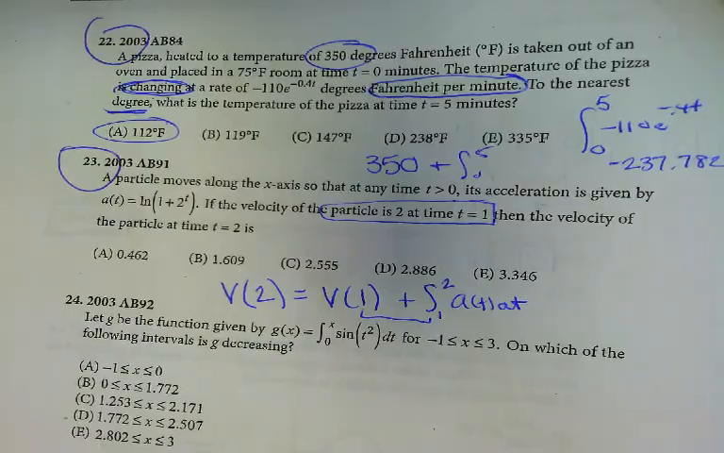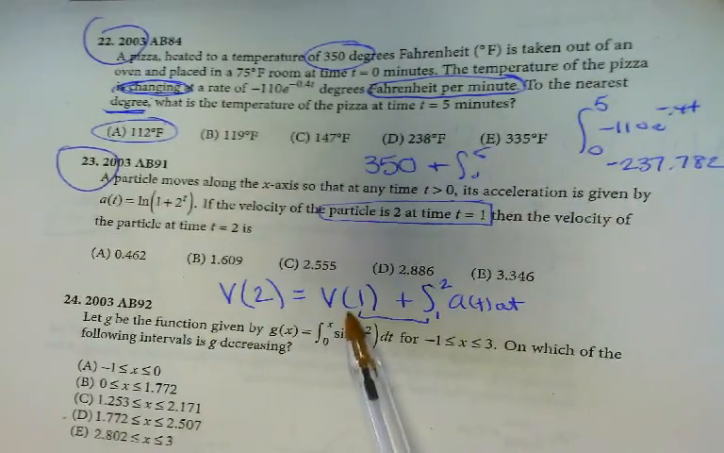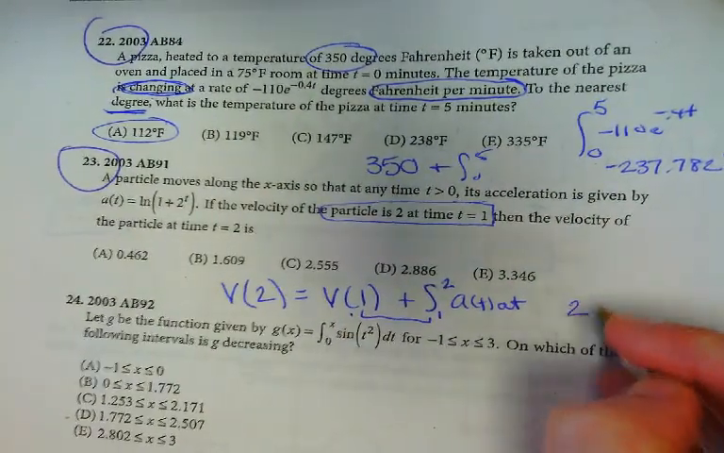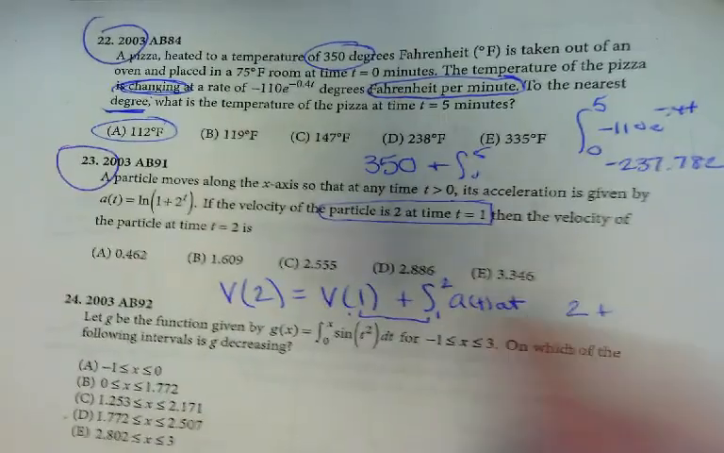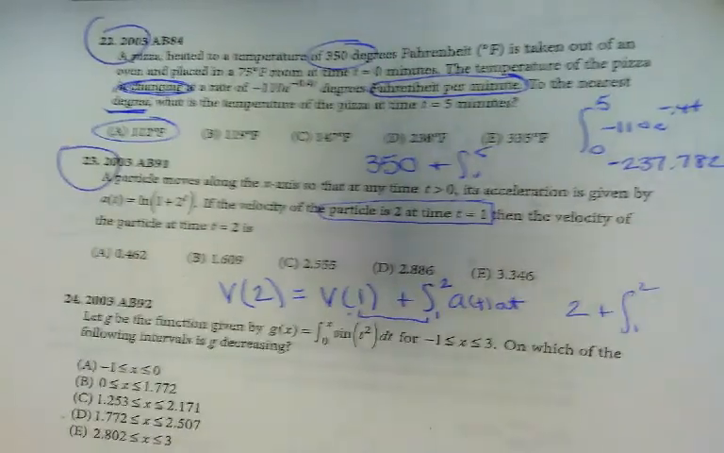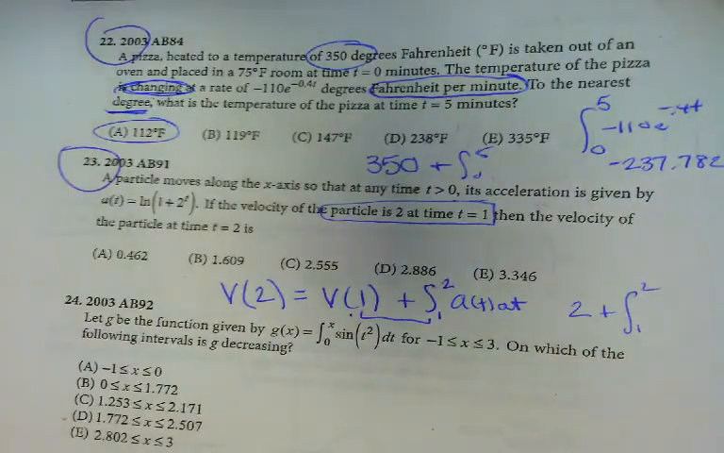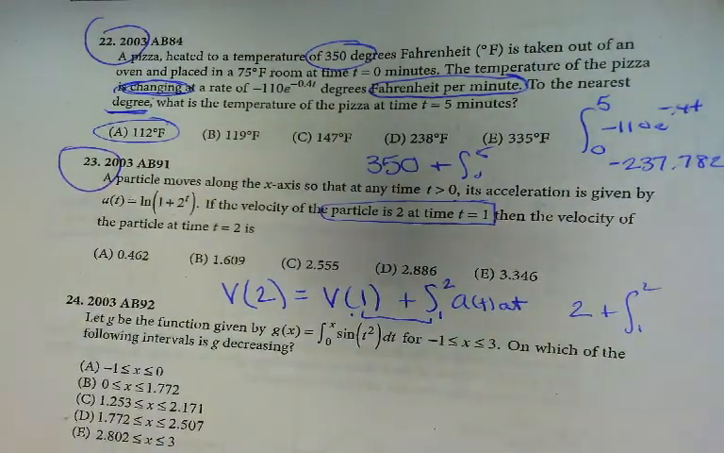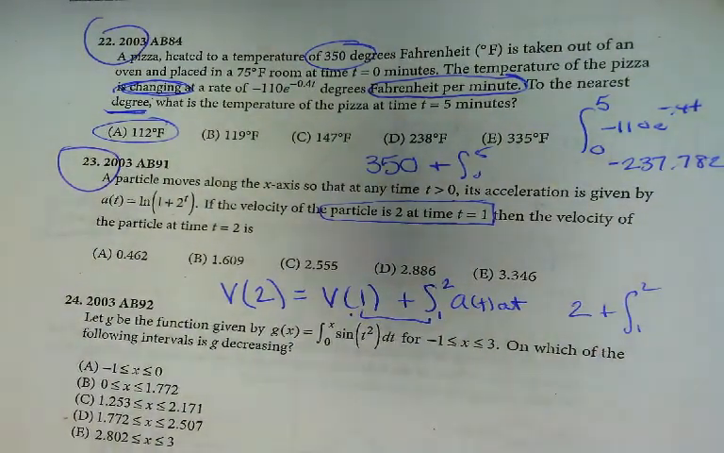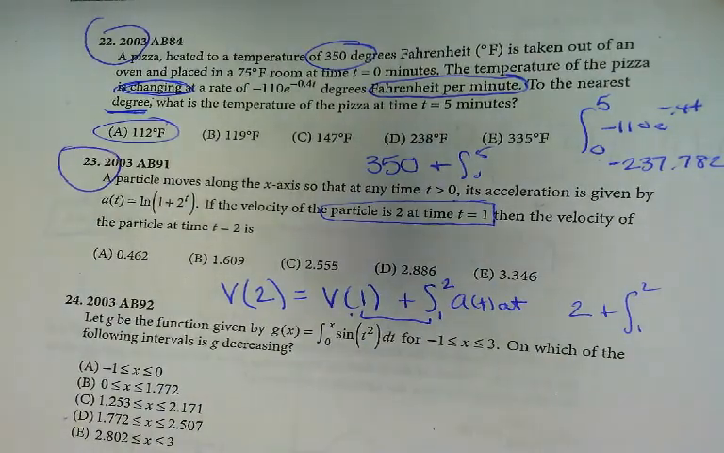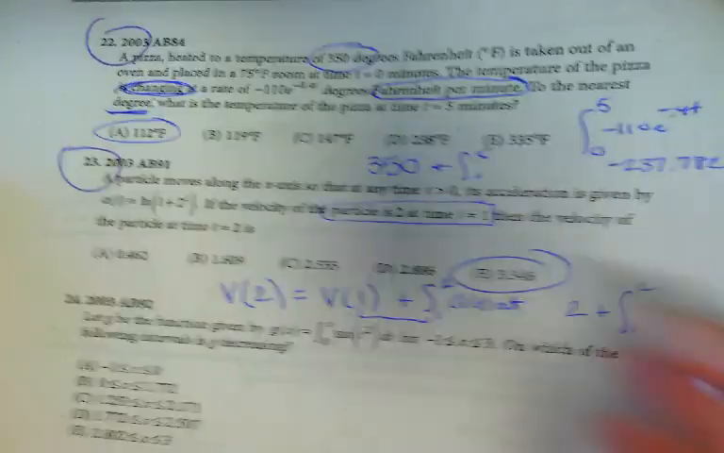What can I put in place of v of 1 now? 2. But I'm not doing that first. Write out the equation first, and then throw it in your calculator. What do we get for that answer? E is correct. And again, first fundamental over and over and over.